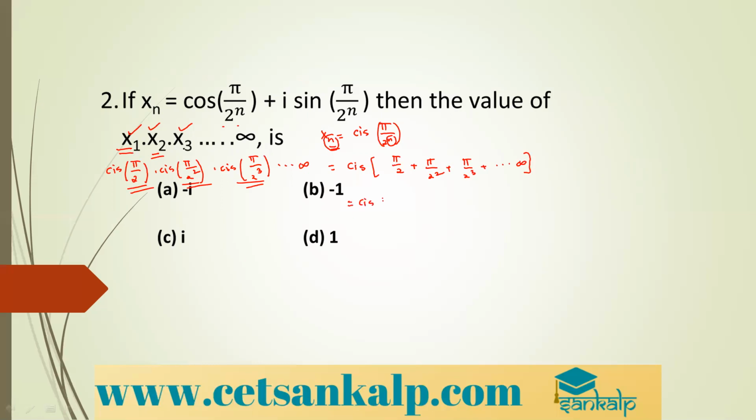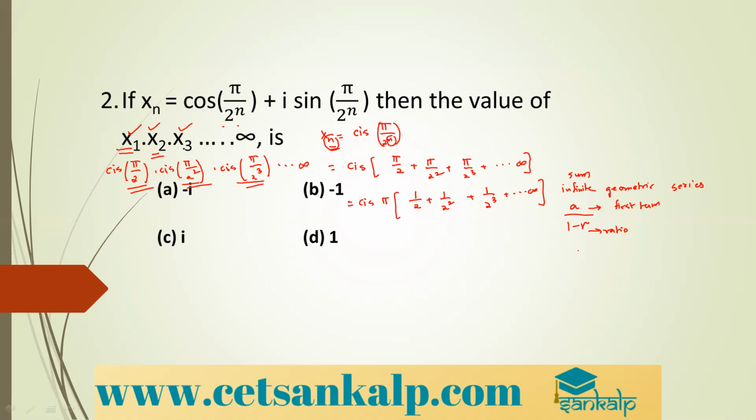Or I can take pi common. So 1 by 2 plus 1 by 2 square plus 1 by 2 cube up to infinity. So this is an infinite geometric series. In an infinite geometric series, the sum is given by the formula a by 1 minus r. A means the first term and r is the ratio of consecutive terms.